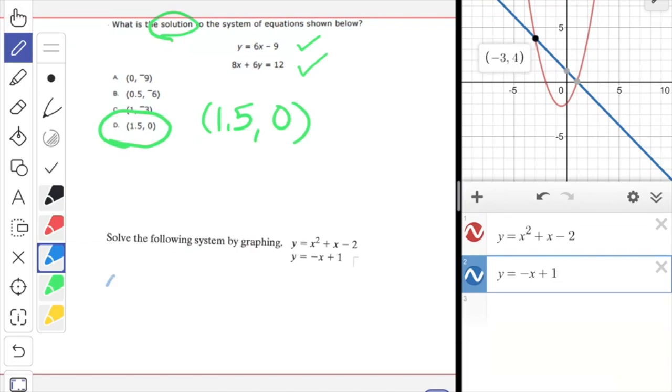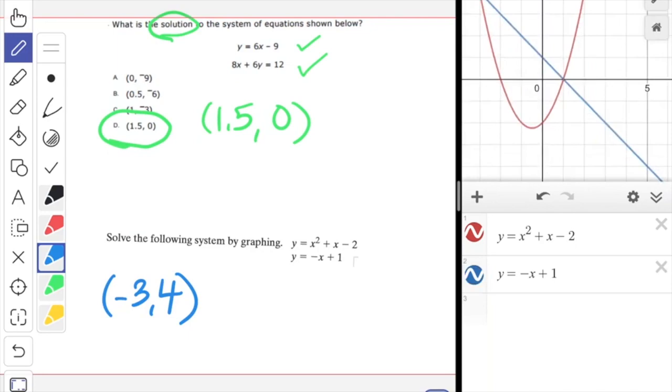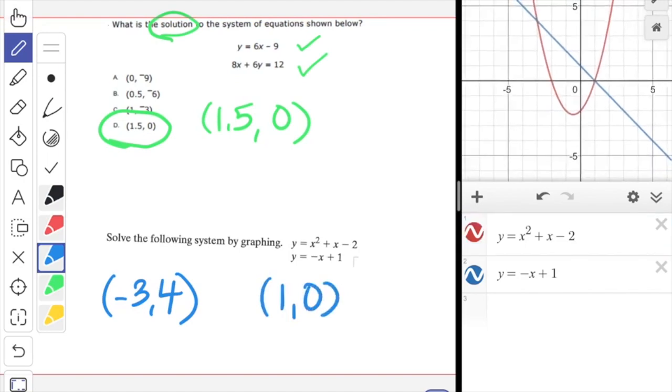So my first solution is going to be negative 3, 4. That's my first one. So I'm going to zoom in a little bit here, make sure we're good and on top of that one. And my second solution is going to be 1, 0. So this one has two solutions.